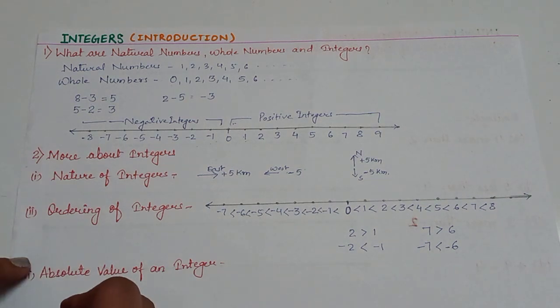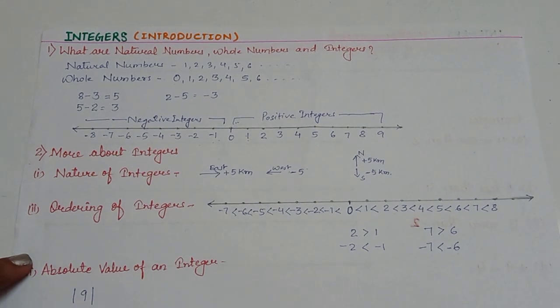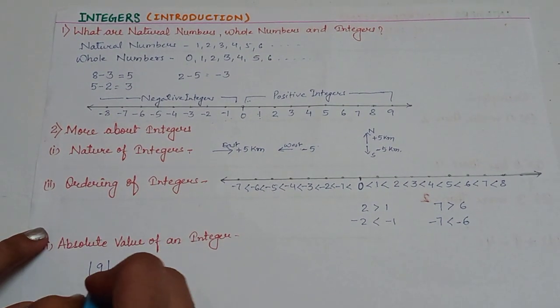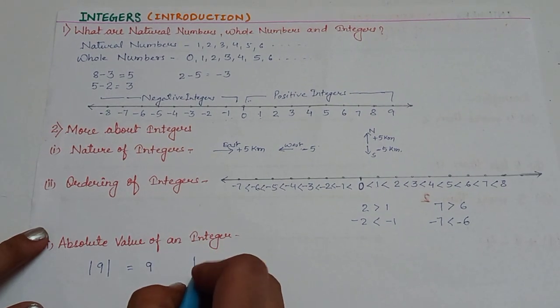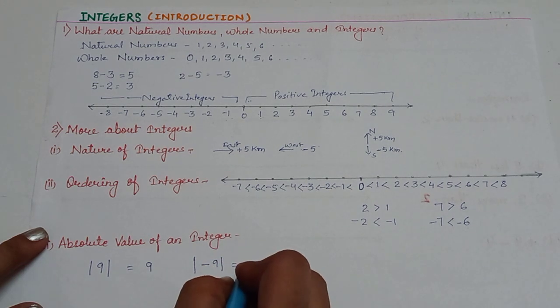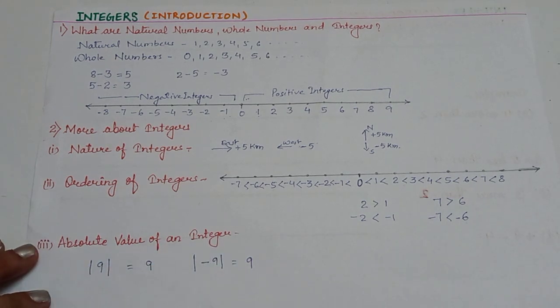Like if I ask you what is the absolute value of 9, then it will be 9 only. But if I ask you what is the absolute value of -9, same thing, it will be 9 only. Why? Because I have already said that the absolute value of any integer is its value regardless of its sign. We don't have to consider its sign, whether it is positive or negative. We don't have to think over it.